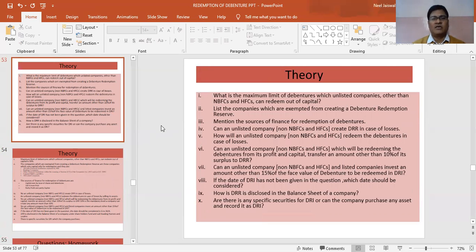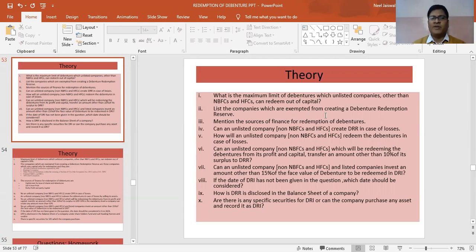Now there are some theory questions which many students have asked. So I made it like this. What is the maximum limit of debentures which unlisted companies other than NBFCs and HFCs can redeem out of capital? Now it's an unlisted company and it is also not an NBFC or HFC, no financial companies, no housing finance companies even. Maximum limit 90%. Minimum limit 0, because 100% out of profit they can redeem the debentures. But they have to keep at least 10%; up to 90% they can go and redeem the debentures out of capital. This is the answer.